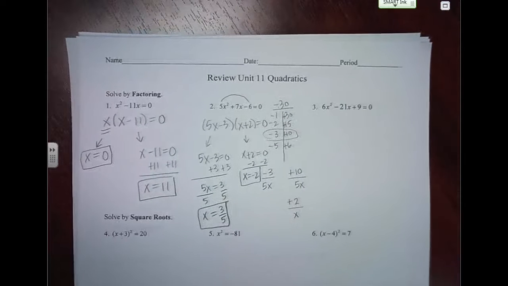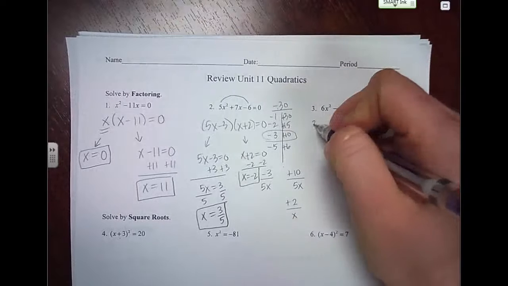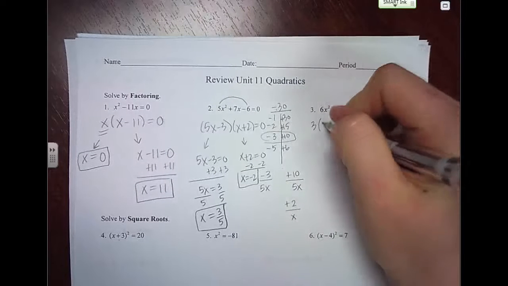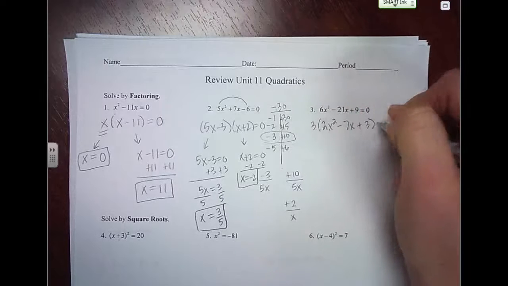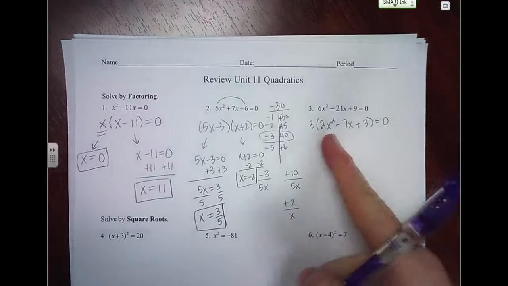Okay, number 3, the first thing I would do is I look at this and I can take out a GCF of 3. So I'm going to take out a 3 from everything. So I'm left with 2x squared minus 7x plus 3 equals 0. Now I'm going to factor just this inside part.